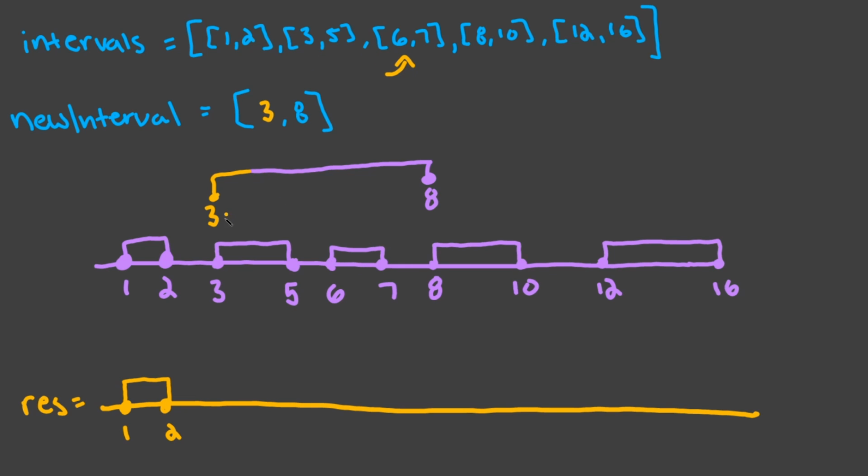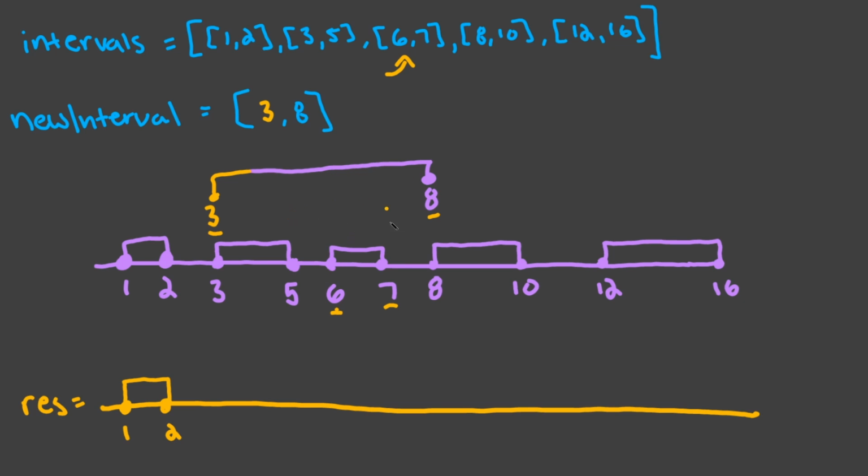So let's see, is the start of our new interval less than the end of the current interval? Yes, so that means there's overlap. And to take care of this overlap, we're going to take the min between the new interval and the current interval, and then just make that our new start, and then take the max between 7 and 8 and make that our end time. But as we can see here, the new interval engulfs this current interval, so we don't need to update anything here.